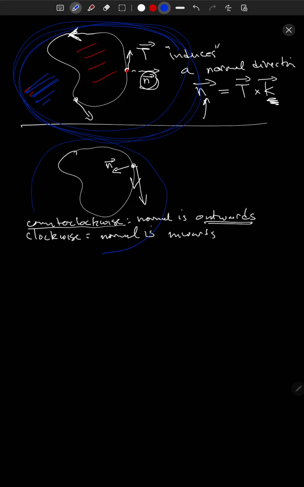And for the second picture, where we pick the opposite orientation, we're going to be measuring how much liquid is flowing into our region. And the answers are always going to be negatives of each other, all right?